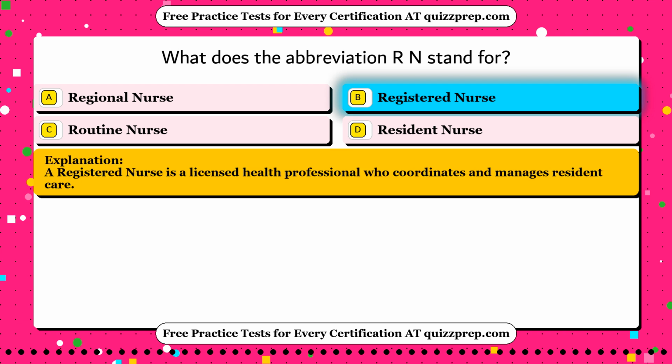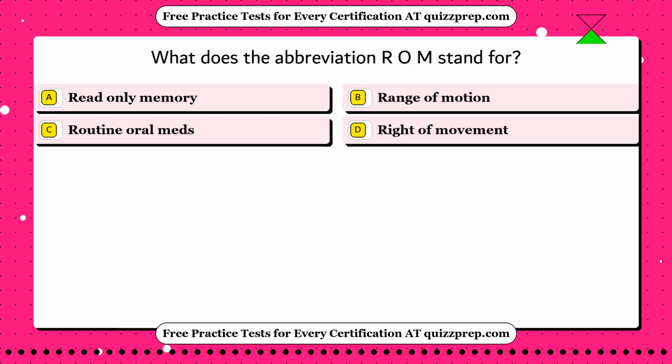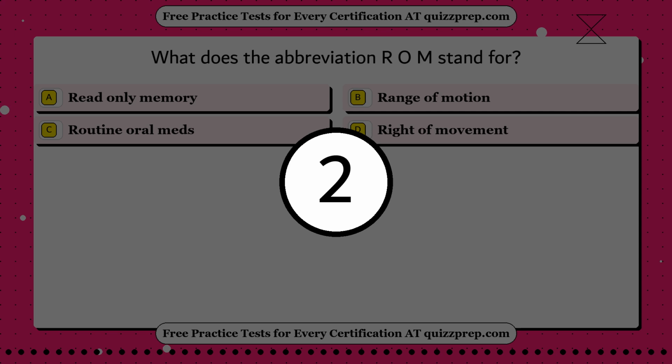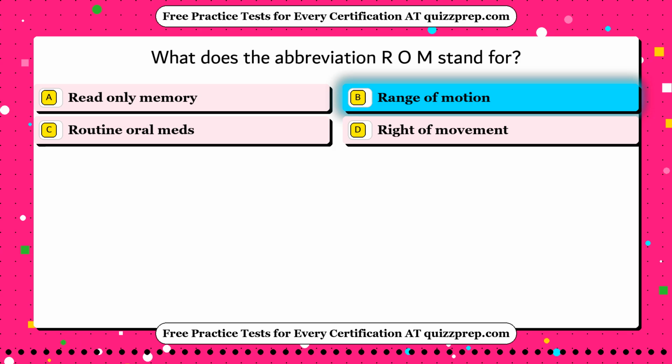A registered nurse is a licensed health professional who coordinates and manages resident care. Question 109. What does the abbreviation ROM stand for? Option A, read-only memory. Option B, range of motion. Option C, routine oral meds. Option D, right of movement. The correct answer is option B, range of motion.